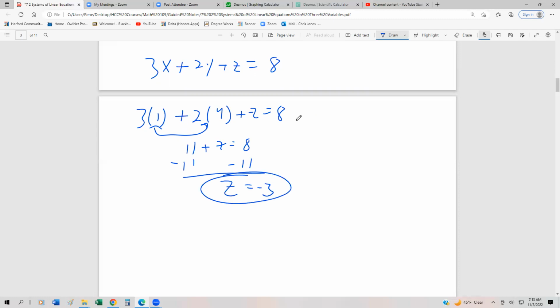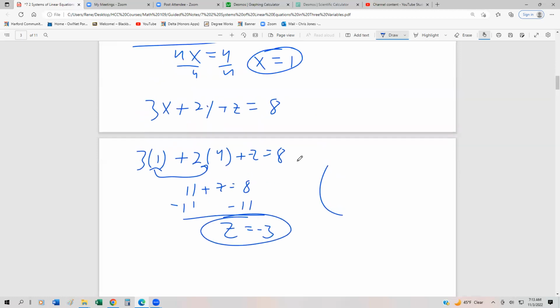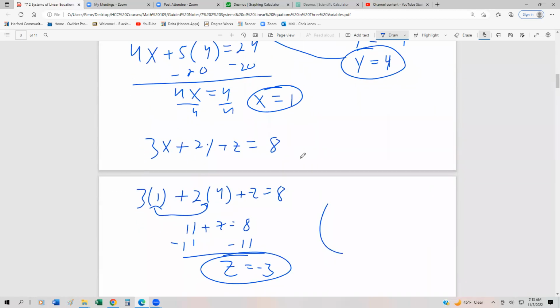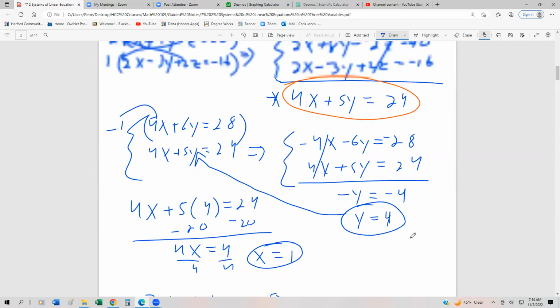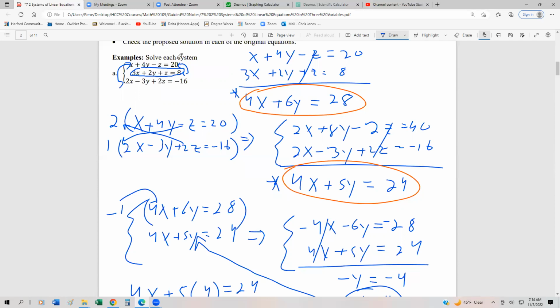So our ordered triple, remember, an ordered triple is the solution. We have x is 1, y is 4, and z is negative 3. And that's going to be our solution for this. If you wanted to check, what you would do is take that and substitute it into all three of these. Now, I'm just going to substitute it into this first one just to check, because I figure if it works in two of them, we're assuming it works in the second one because that's the one we solved. Let's see if it works in the first one.